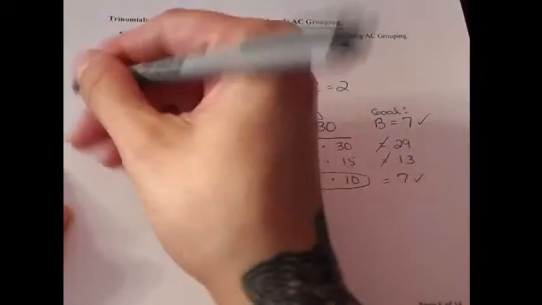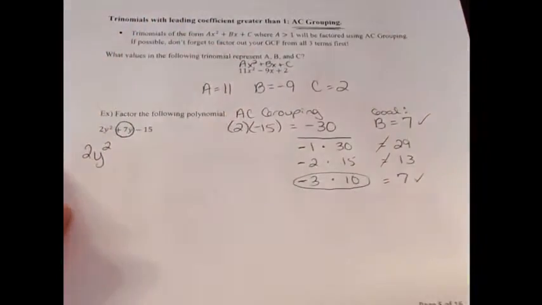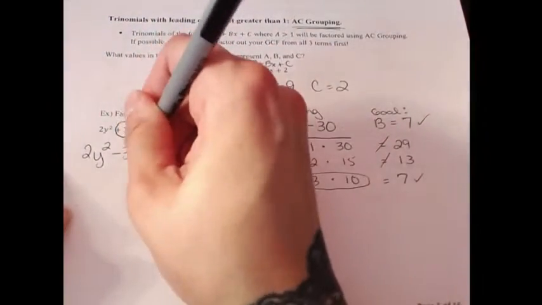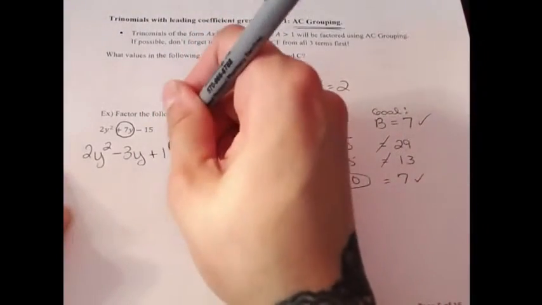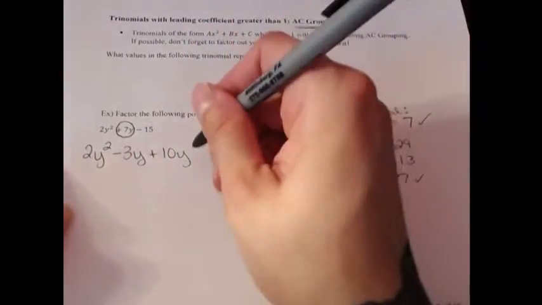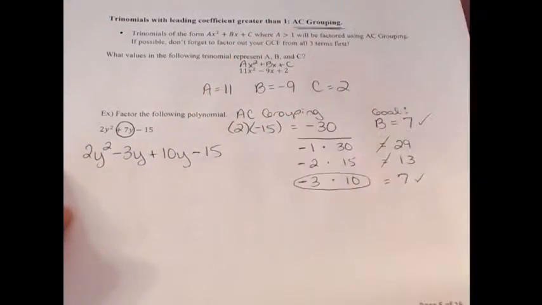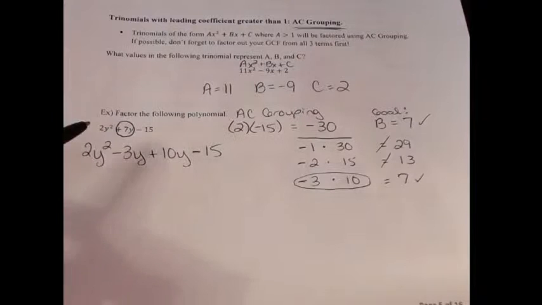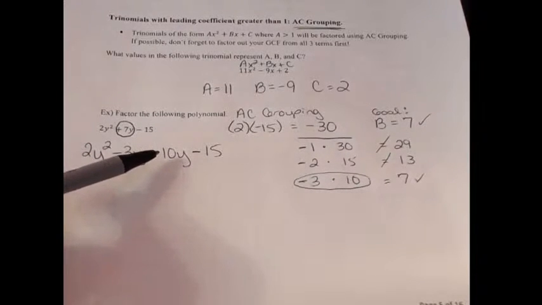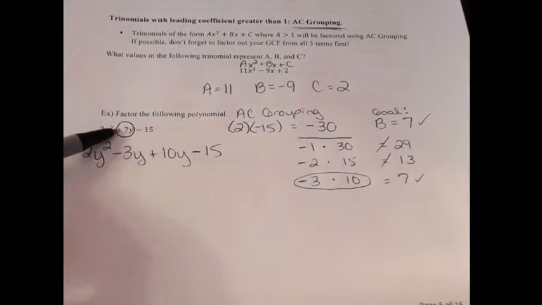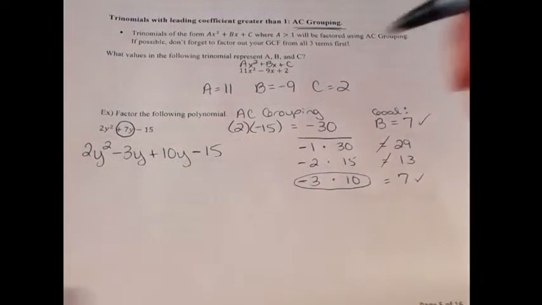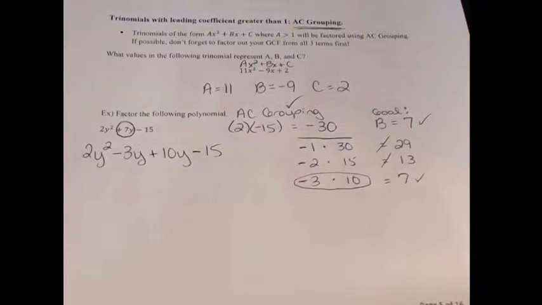So meaning, what if I write 2y squared minus 3y plus 10y minus 15. Let me just make sure I got this right. So I took the 7y and I replaced it with these 2 factors, so negative 3y plus 10y, which actually works because negative 3y plus 10y is 7y. But I've taken a trinomial and I've turned it into a 4-term polynomial so that now I can factor by grouping.